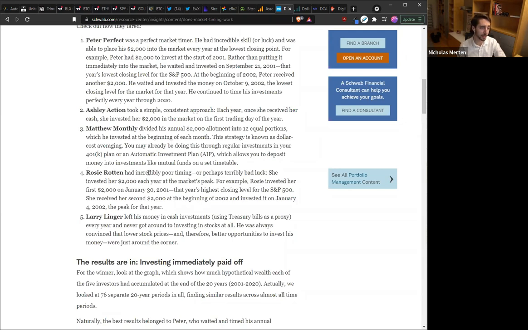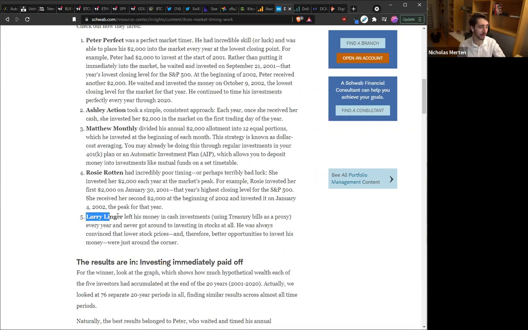Rosie Rodden, in this case, has incredibly poor timing, and the unfortunate thing here might just be that she has bad luck. She's spending her $2,000 at the worst possible time. She's buying the tops of every single year in this case, not per se an overall bull market top, which might happen every couple of years, but she's buying at the worst time in the year, averaging her $2,000 in. She's got to make a loss in this case, right? Well, we'll take a look at that a little bit later.